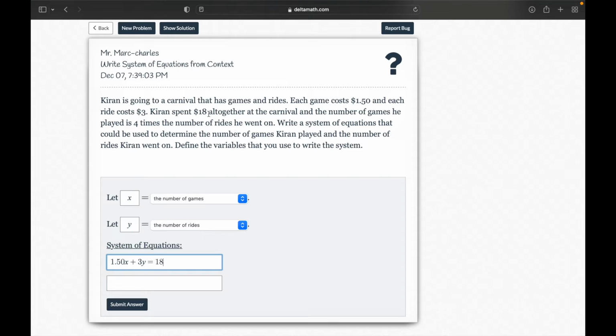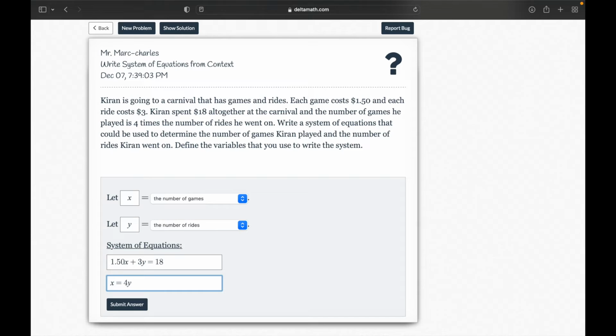Kiran spent $18 altogether at the carnival, and the number of games he played is 4 times the number of rides. Okay, so 4 times the number of rides. Let's read it one more time. The number of games is 4 times the number of rides. So they wanted more games. So let me define the games then. The games is the variable x. And it's 4 times as many of the rides. So it's 4 times whatever rides is, which is y.